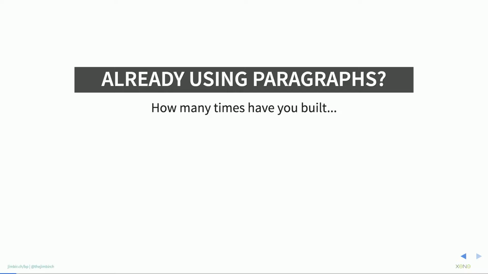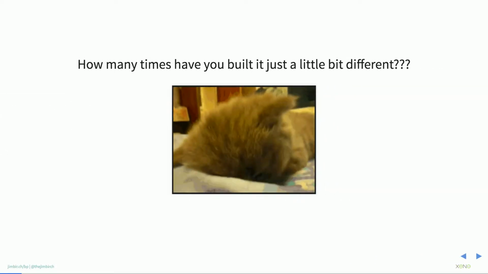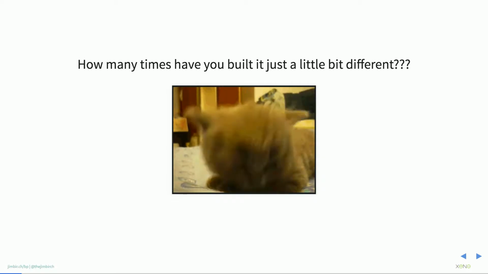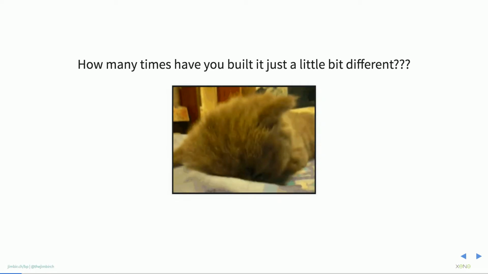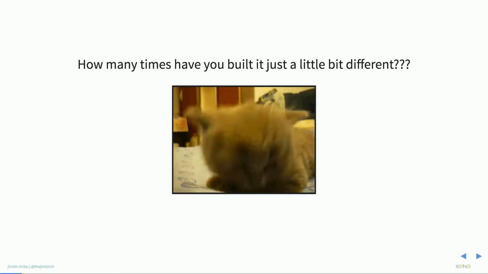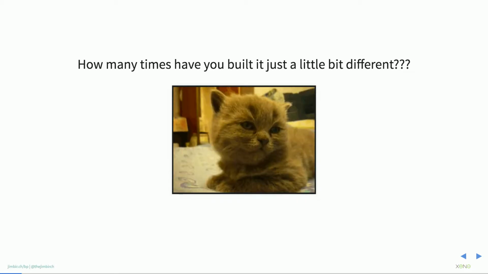And a lot of people start building paragraphs, and we build a 3-column paragraph, or we build a text on the side and an image on this side paragraph, or a slideshow. But every single time I go back to a site I did last year, I built it just a little bit differently than I'm doing now. It's just like an evolution of a process, and then when I go back to work on a site, I need to figure out how I did it a year ago.